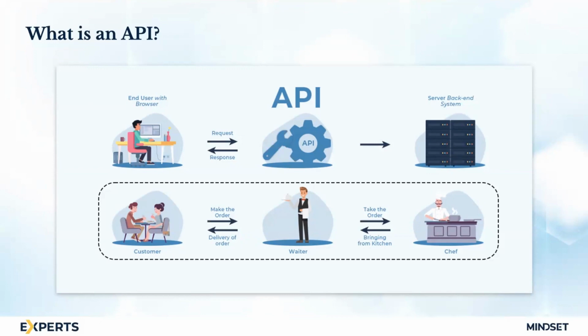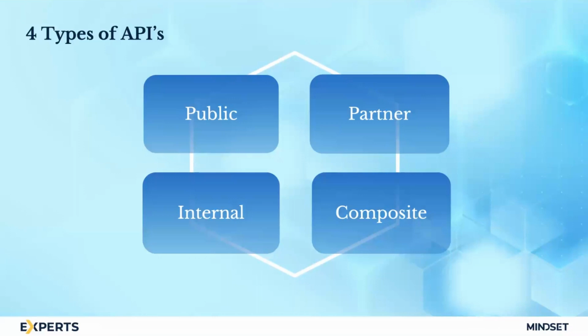It generally acts as an intermediary that allows one software component to access the functions and data of another system. When we talk about APIs, it's also good to keep in mind that there are different types of APIs. Four very common types, as displayed here on the screen, are public, partner, internal, and composite.